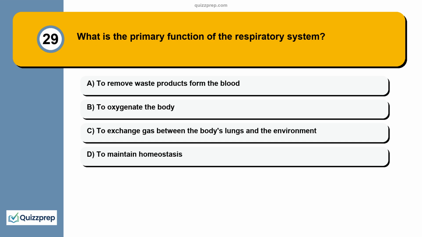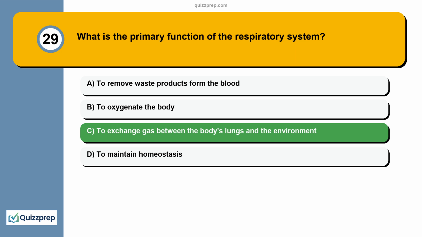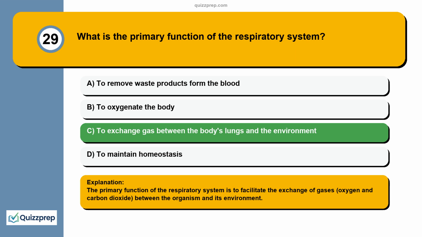Question 29. What is the primary function of the respiratory system? To remove waste products from the blood, to oxygenate the body, to exchange gas between the body's lungs and the environment, to maintain homeostasis. The primary function of the respiratory system is to facilitate the exchange of gases, oxygen and carbon dioxide, between the organism and its environment.